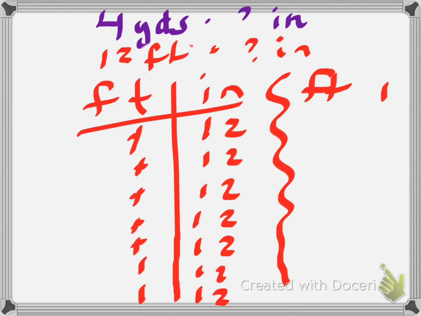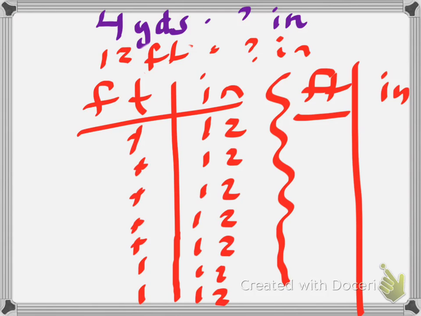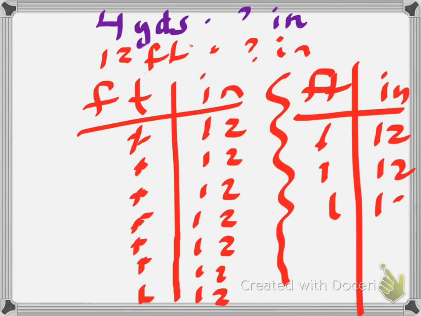So I have feet and inches over here. This is horribly sloppy, and I'm very sorry. And I have another foot and 12 inches, another foot and 12 inches. So I have 1, 2, 3, 4, 5, 6, 7, 8, 9, 10, 11, 12.